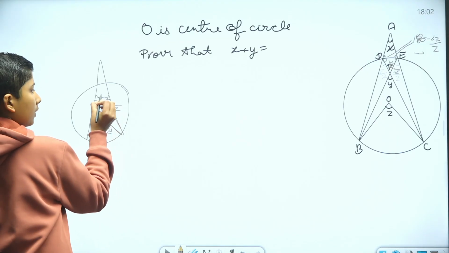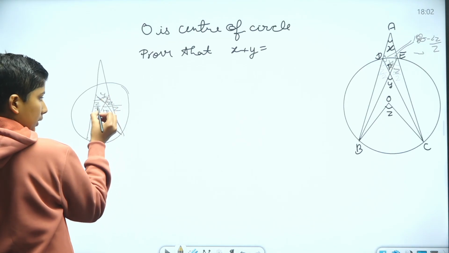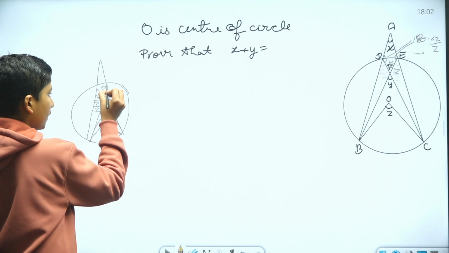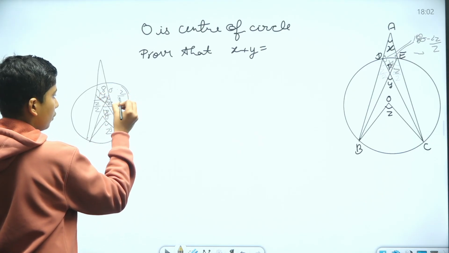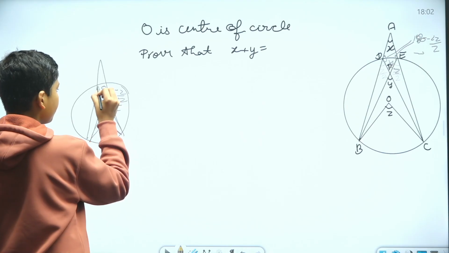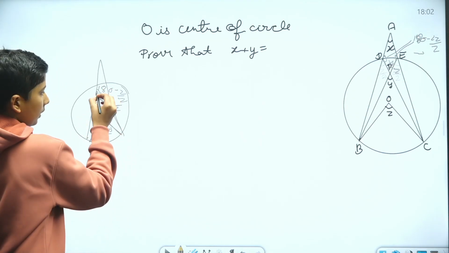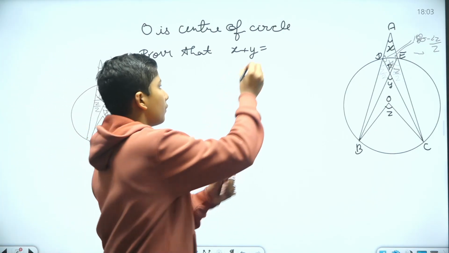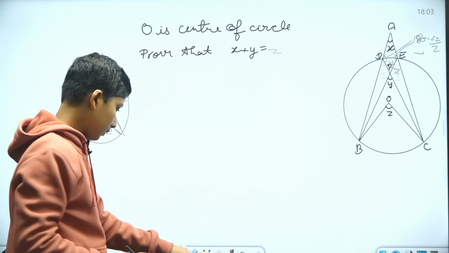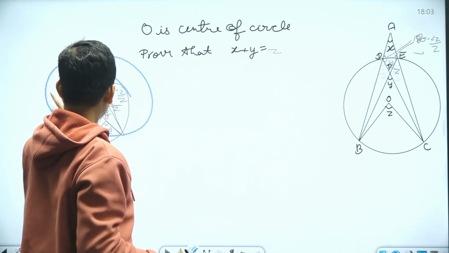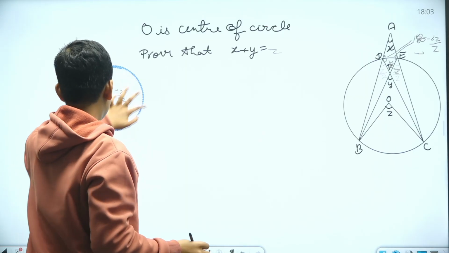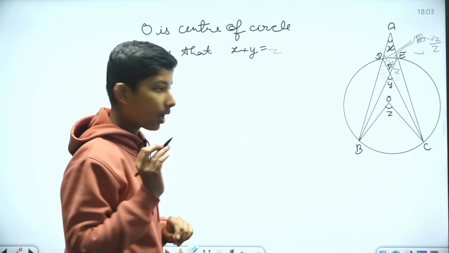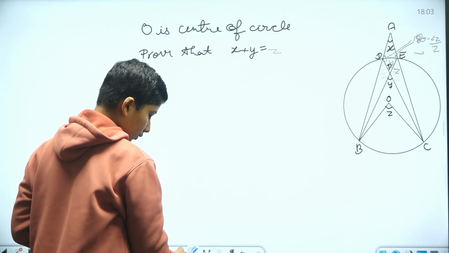This is y, this will also be y. So this plus this equal to 180. This is z by 2, so this will be 180 minus z by 2. Okay, 180 minus z by 2. This also and this also. This is x. So now we have to prove x plus y equal to z. Now, see how we will do.